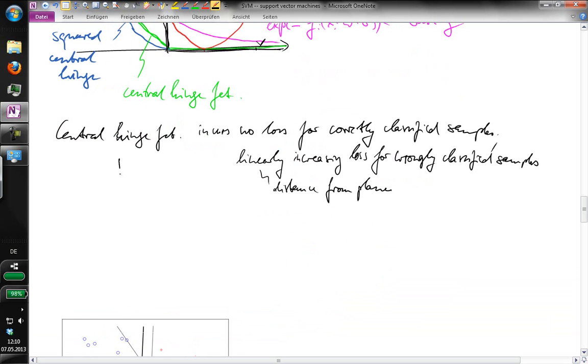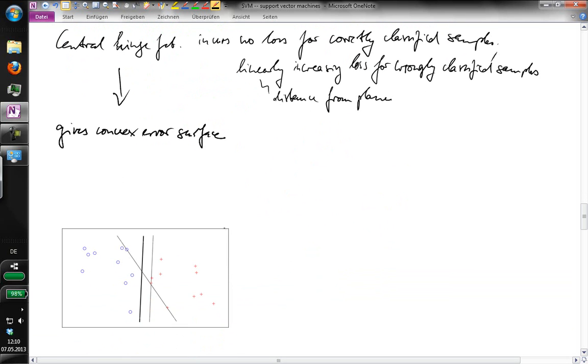Now, being convex, the central hinge function gives us indeed a convex error surface. However, it also leaves us some choice. So, for example, the three solutions that you see here at the bottom, according to this central hinge function, they all have 0 error, because no samples are misclassified whatsoever.